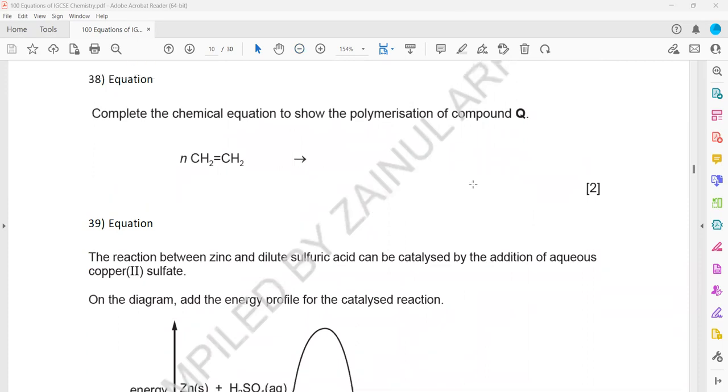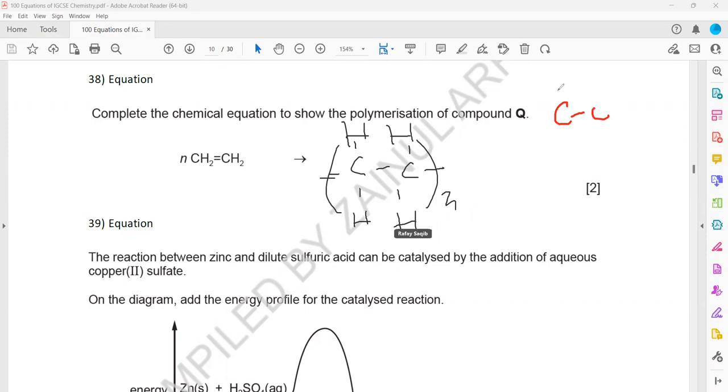Complete the chemical equation to show polymerization of a compound Q. Like this is compound Q. We have to just show how a polymer will look. So because this is the equation, we'll put a bracket, and n should also be there. As we draw a polymer, we put a bracket and then n.